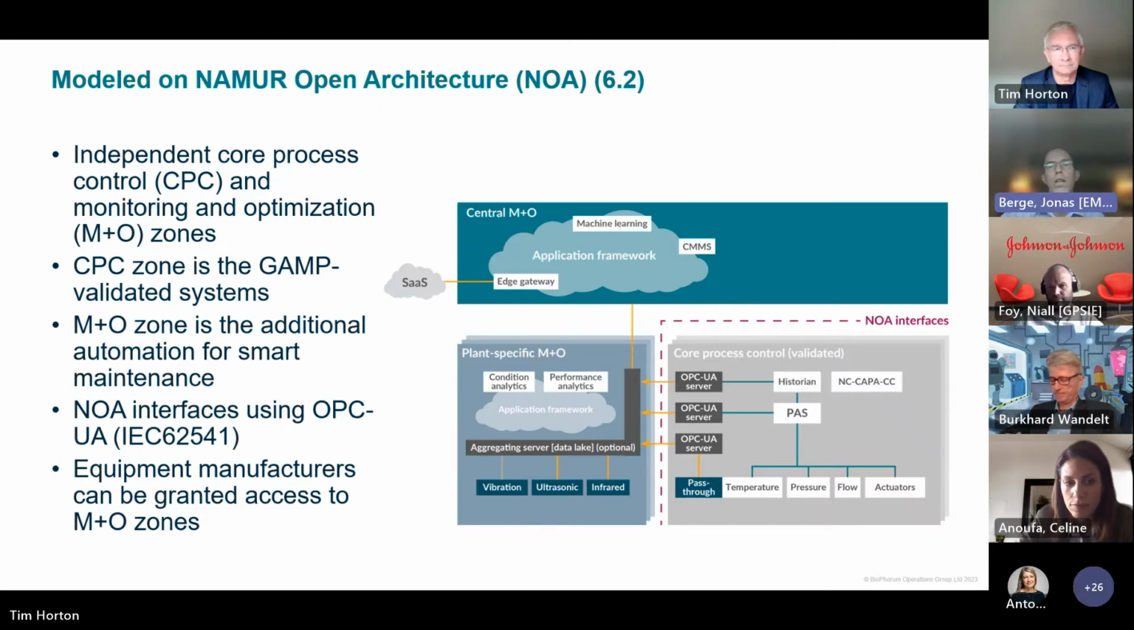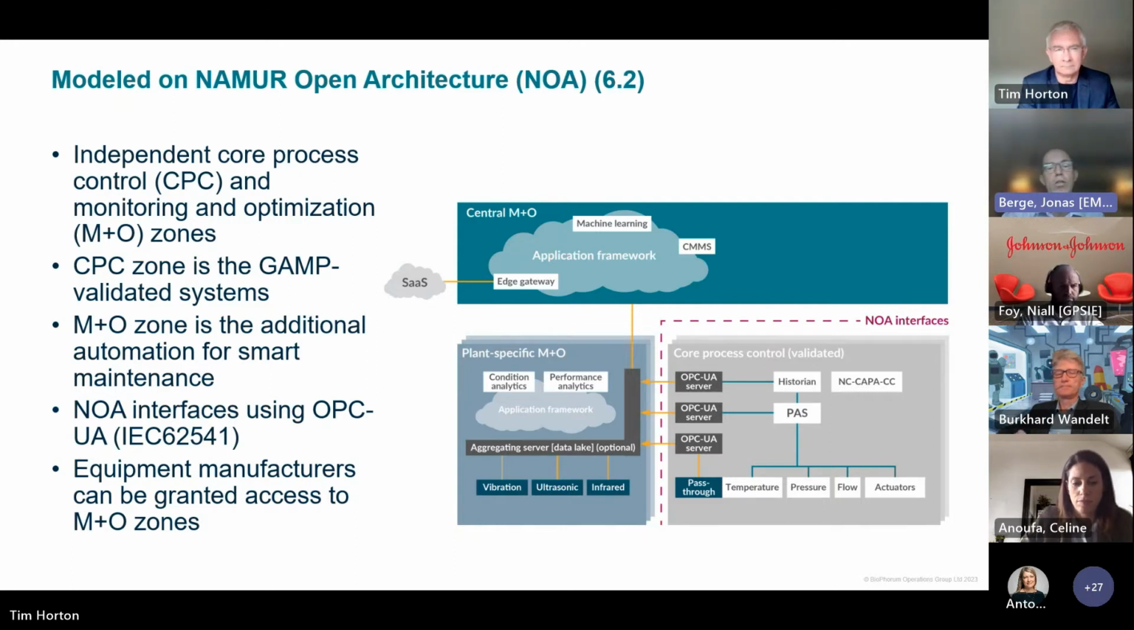So what do plants have to do to enable smart maintenance? Well, system architecture for the additional automation is modeled on the Namur Open Architecture, or NOA. A key principle in NOA is that the core process control, or CPC zone, is independent of the additional monitoring and optimization, or M&O zone.